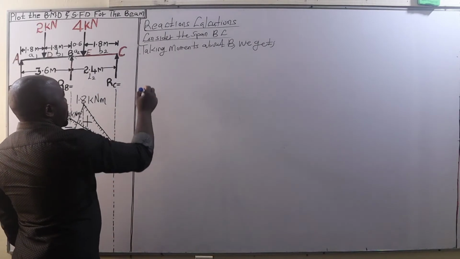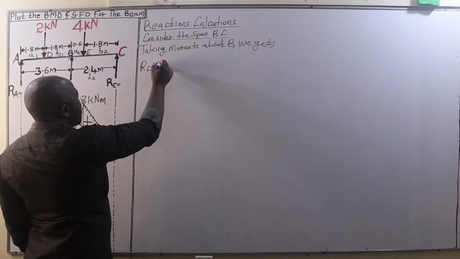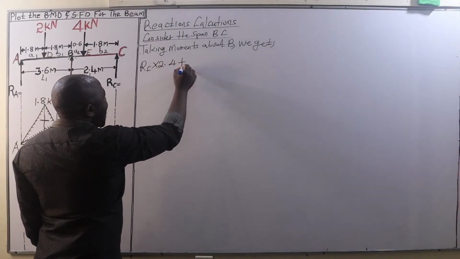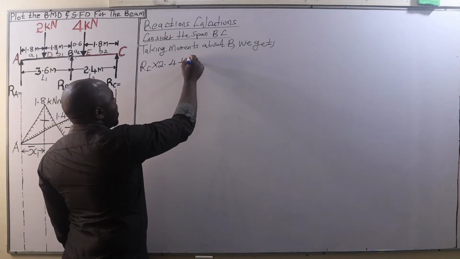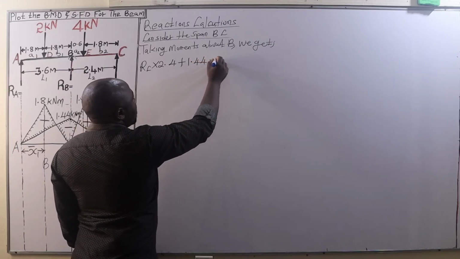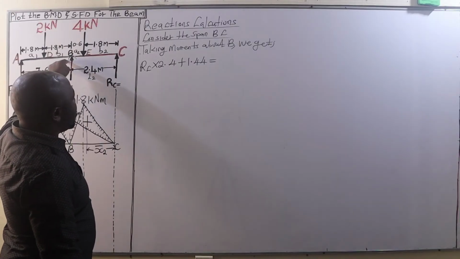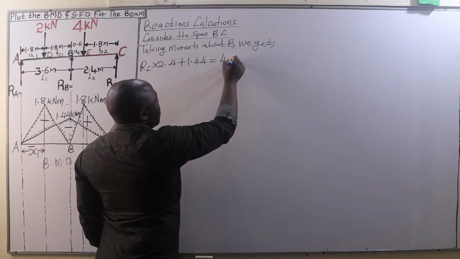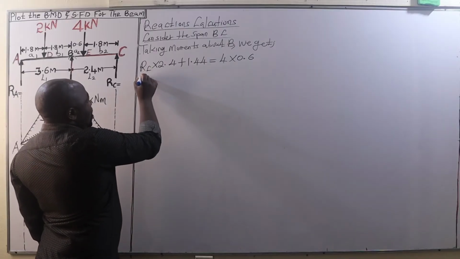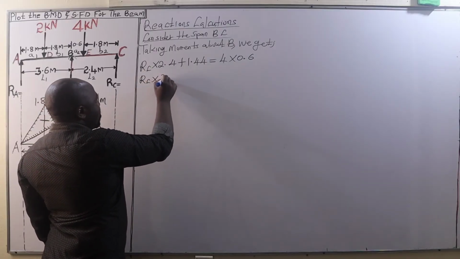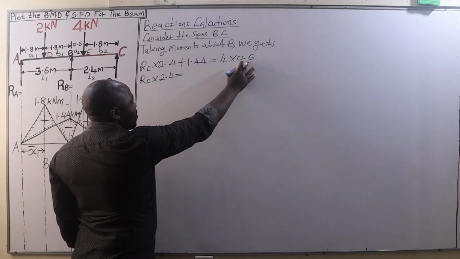So we are going to have RC multiplied by the distance from C to B, which is 2.4 meters, plus the bending moment at B, which is also an anti-clockwise moment of 1.44 kilonewton meters, is equal to this clockwise moment of 4 times the distance from E to B, which is 0.6. Therefore, it equals 4 times 0.6.